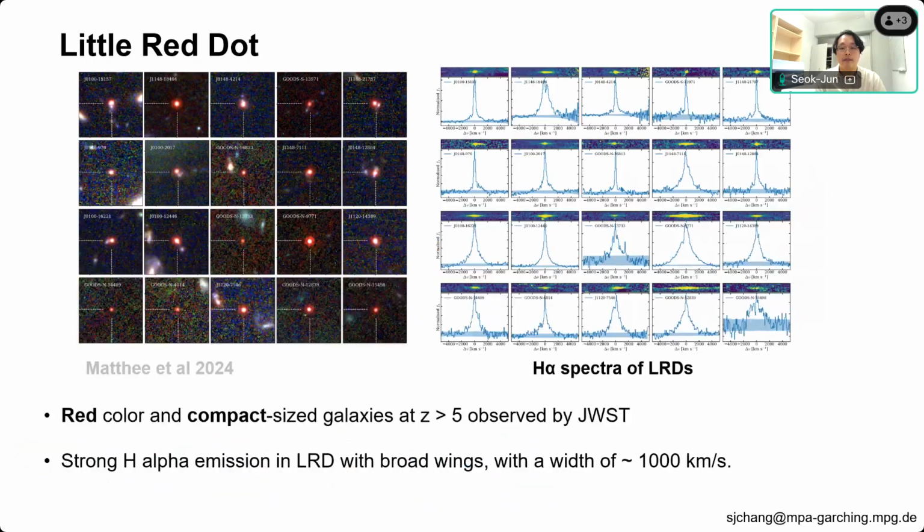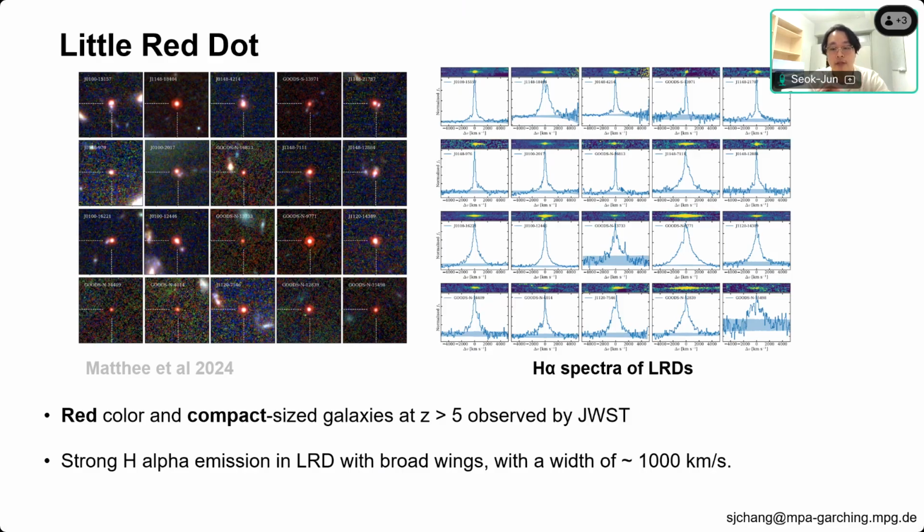First of all, let me start with a brief introduction about the little red dots. These are extremely compact, red galaxies discovered by the James Webb Space Telescope, at redshift higher than 5. On the left, you can see images of little red dots from James Webb. These sources are very small and red. What makes them especially interesting is their strong hydrogen emission lines. In particular, they show very prominent H-alpha emission with a broad wing with a width of over 1,000 km per second. On the right panel, you can see the H-alpha spectrum from this object, corresponding to the images in the left panel.